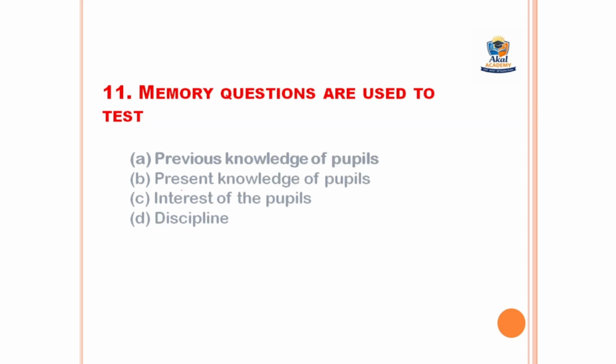Question 11. Memory questions are used to test previous knowledge of pupils, present knowledge of pupils, purpose and interest, or discipline. The memory questions check the previous knowledge of the student. So option A is the correct answer.